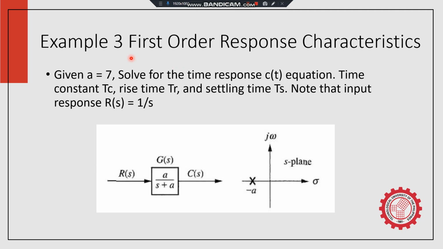For our example, for the first order response characteristics, let's provide the value of a for the same function that we've been discussing. And we're going to solve the time response c(t) equation, the time constant Tc, the rise time Tr, and the settling time Ts. Note that the input is still R(s) to be a step input, 1 over s. So apat po ang ating hinahanap dito: the c(t), the Tc, the Tr, and the Ts.